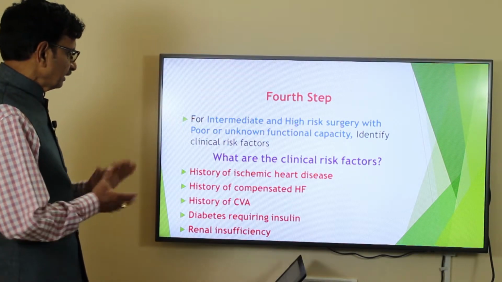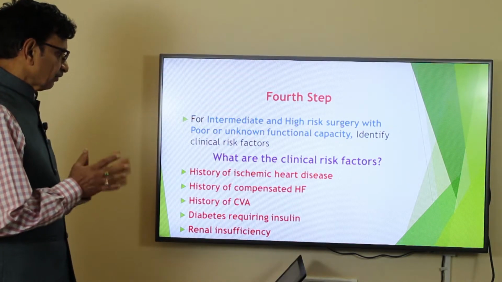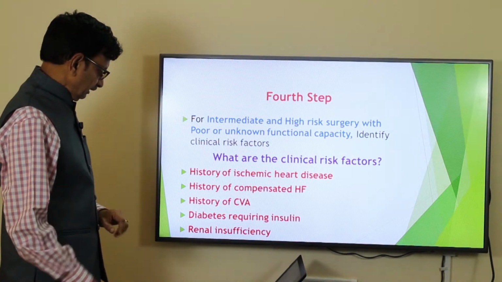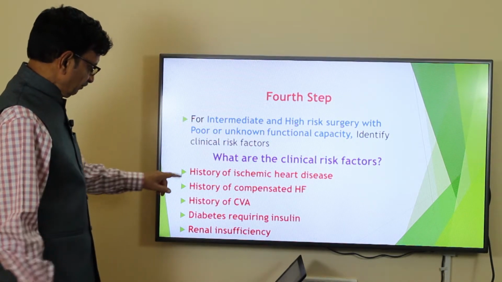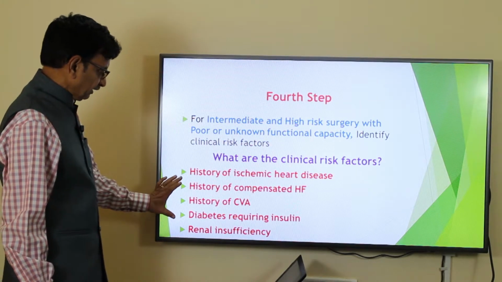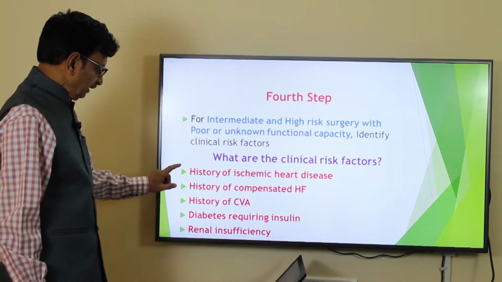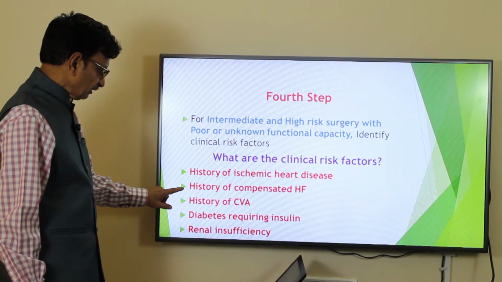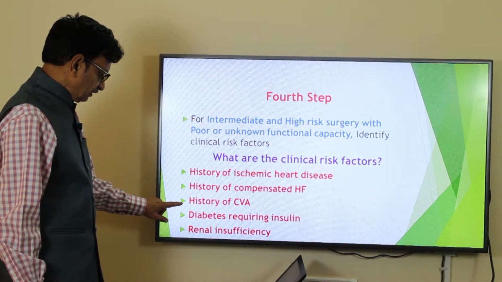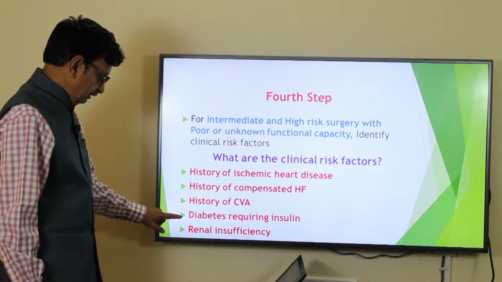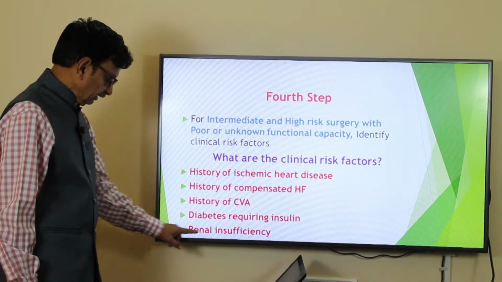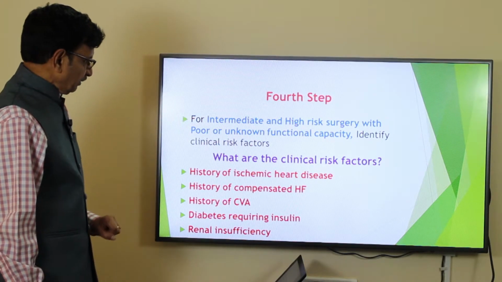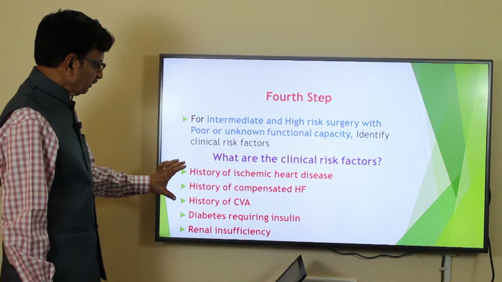you have to identify certain clinical risk factors which are called Lee's index, and these are the risk factors: 1, 2, 3, 4, 5 clinical risk factors. History of ischemic heart disease is one, history of compensated heart failure is another one, history of CVA, diabetes requiring insulin, and renal insufficiency. These are the 5 risk factors. So why are they important?